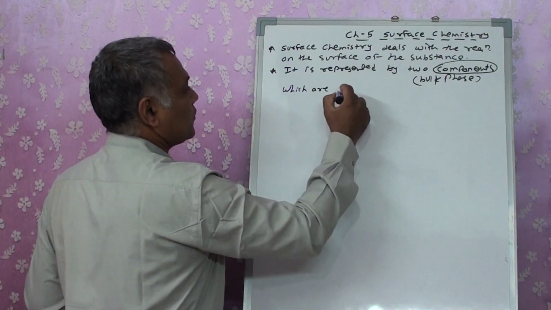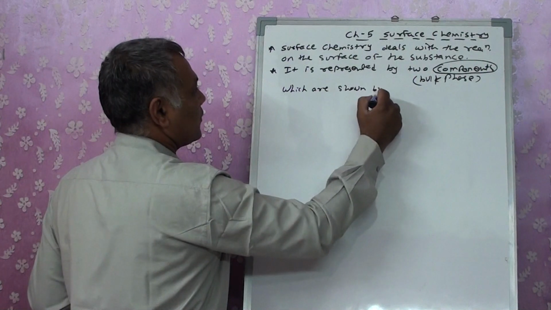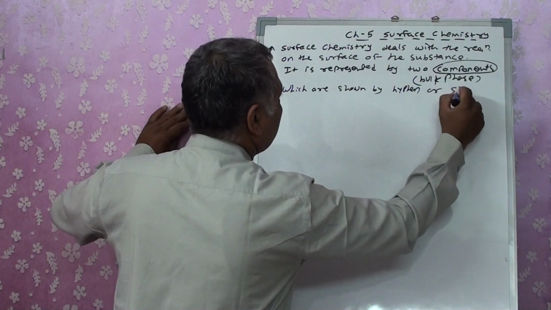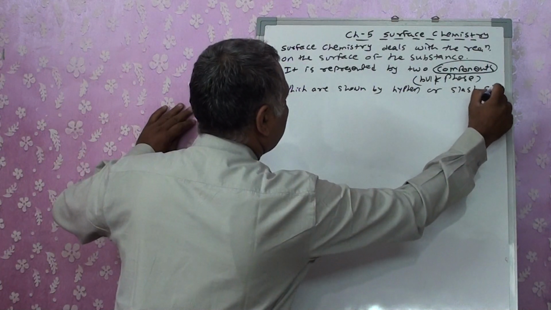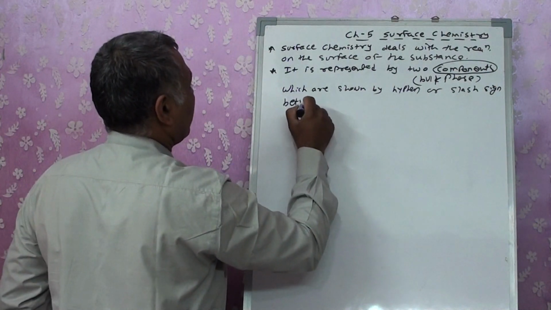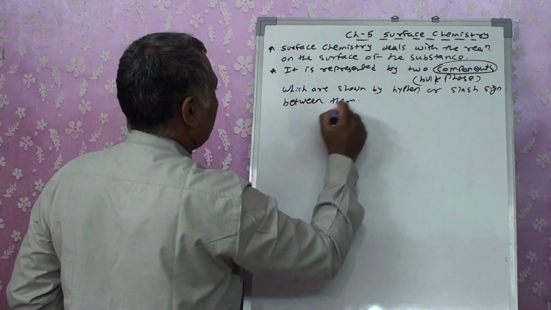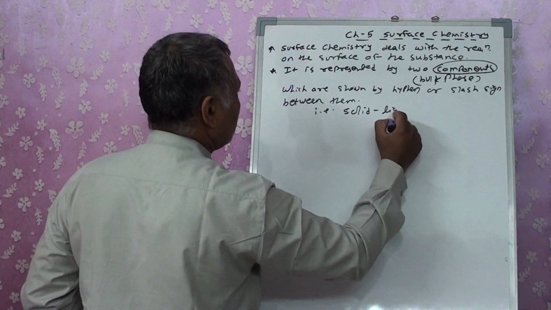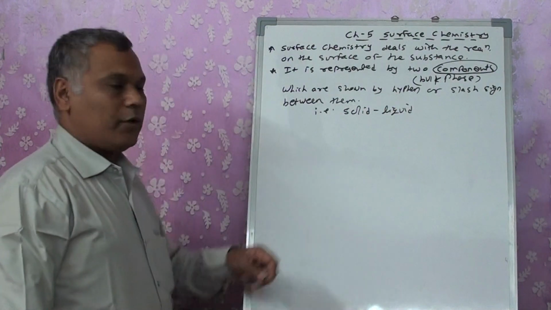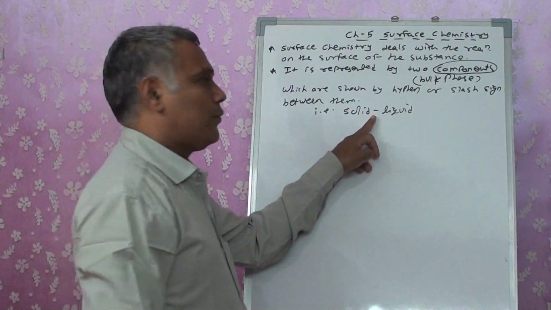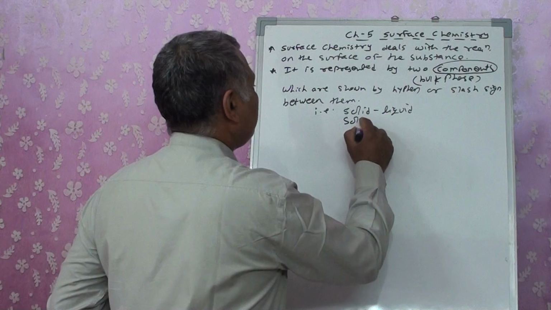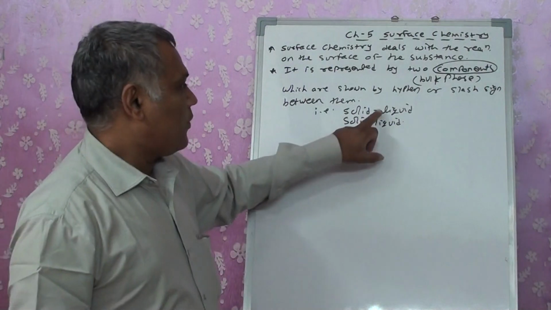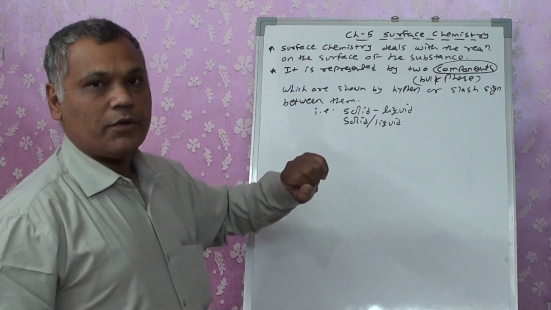which are shown by a hyphen or a slash between them. That is, if I have a solid and a liquid, we represent it with a hyphen, or we also write it as solid/liquid, right? Either by a slash or by a hyphen, right?